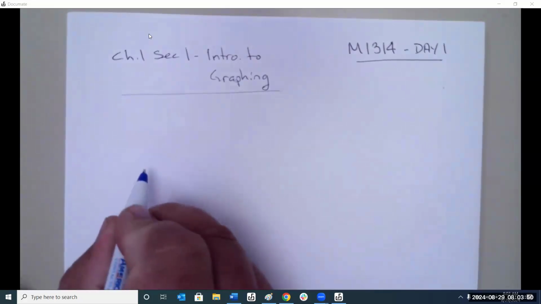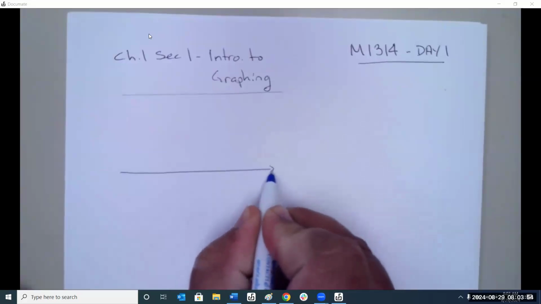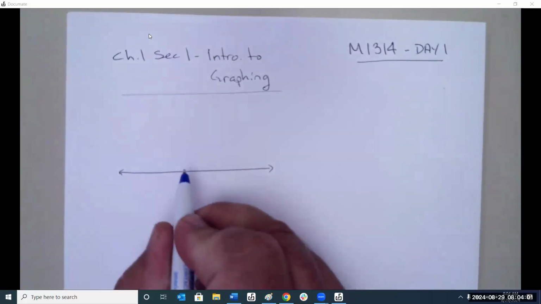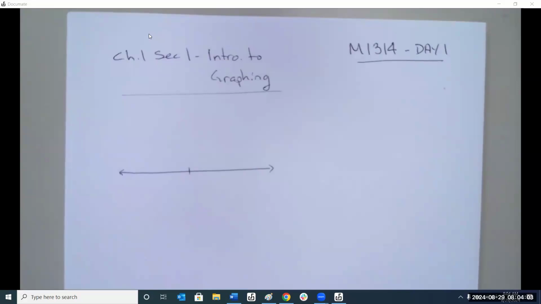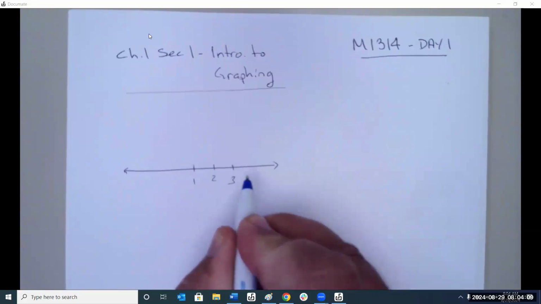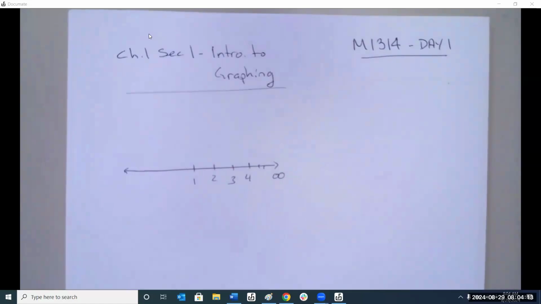So let's begin. In the beginning, in elementary school, you learned the number line. What numbers did you start off learning? Well, 1, 2, 3, 4, and so on and so forth, all the way to infinity. What are those numbers called? They're positive numbers, but what kind of numbers are they?